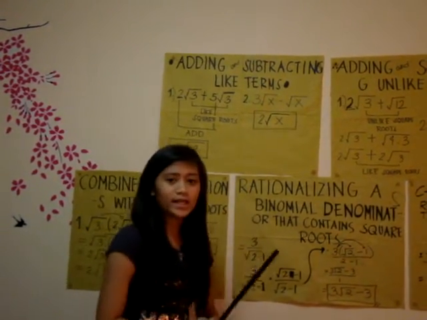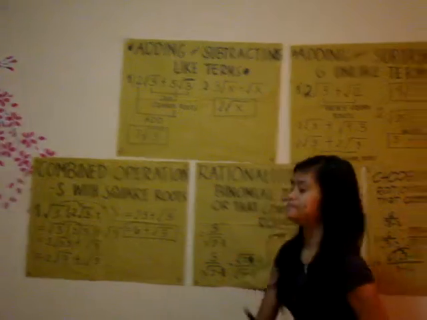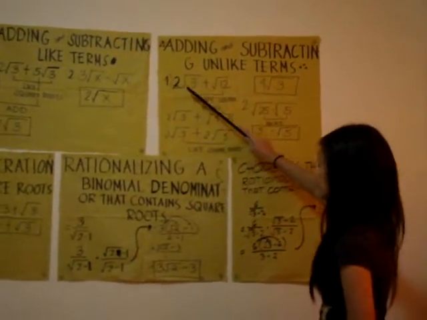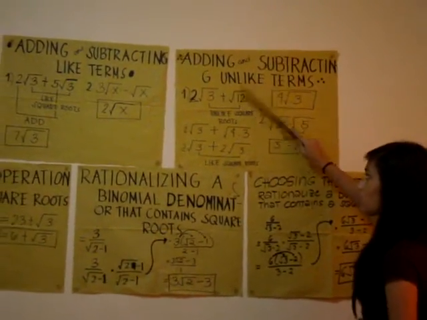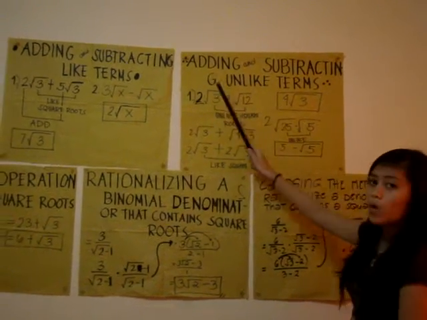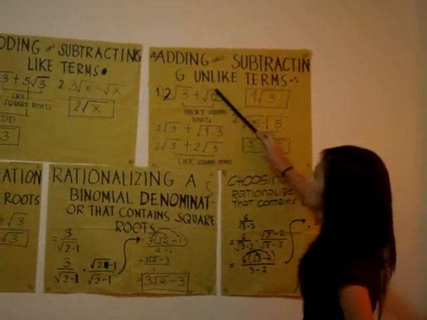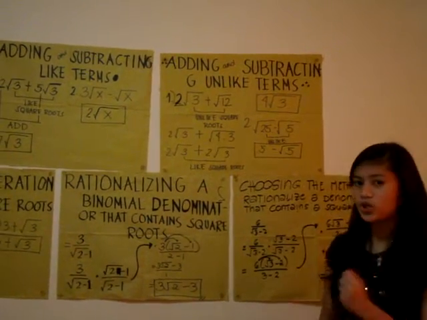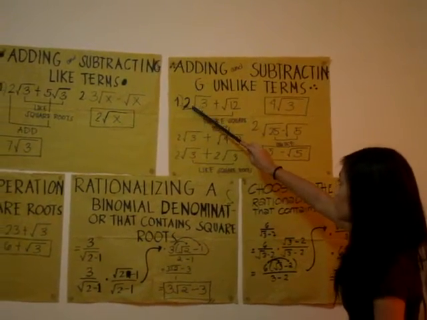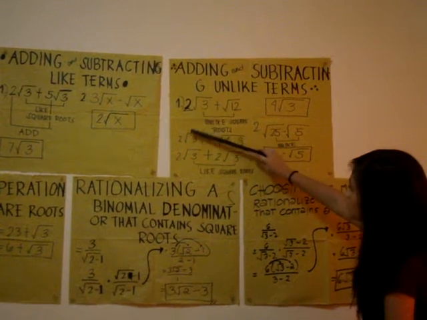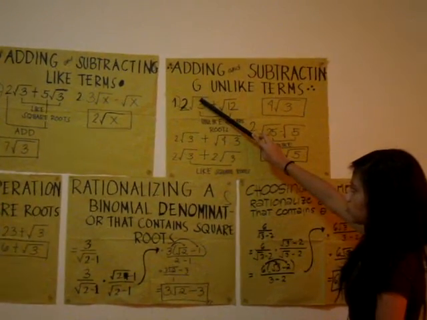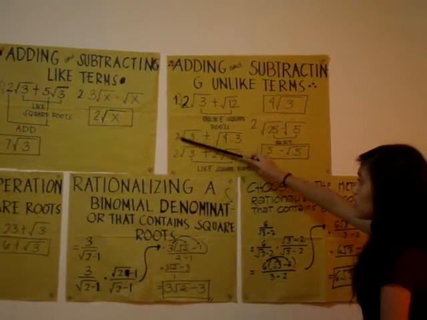Now let us proceed in adding and subtracting unlike terms. We have the given 2 square root of 3 plus square root of 12. Now, they are unlike square roots. So, we need to simplify it to find the answer. Now, 2 square root of 3 can no longer be simplified, so we will copy.